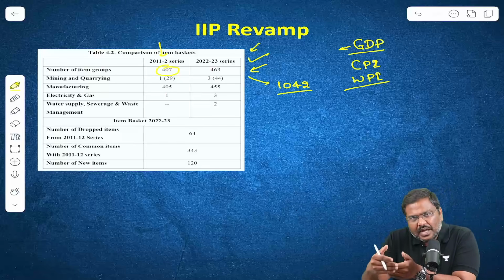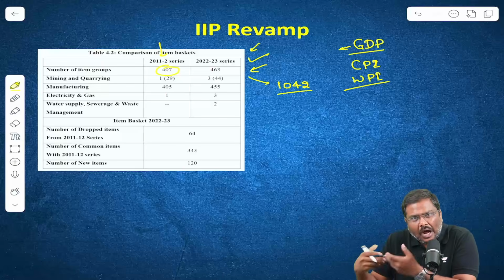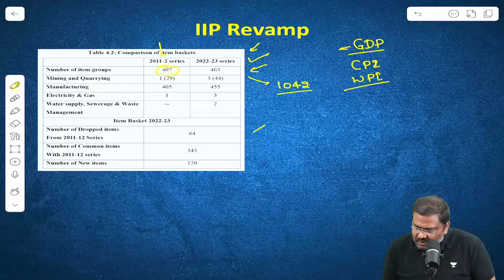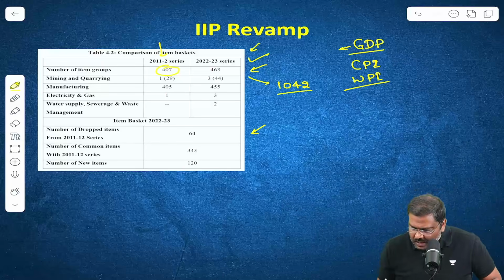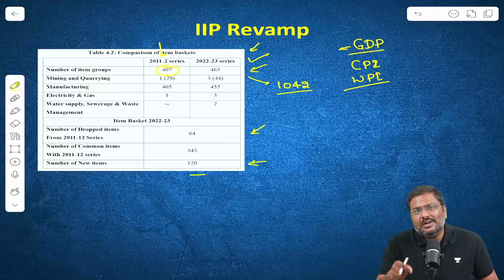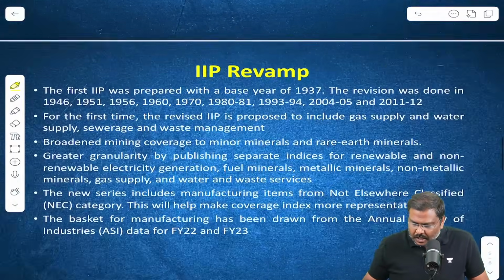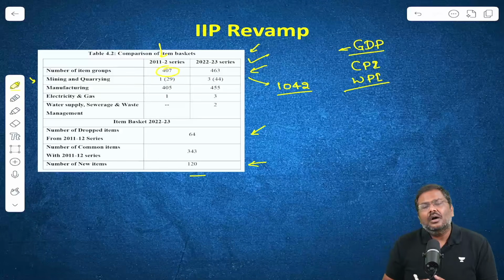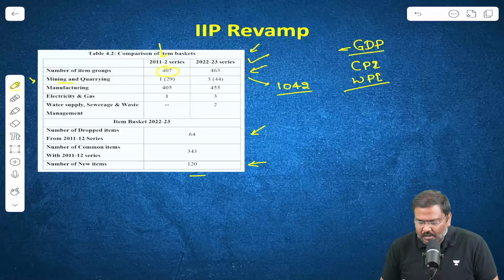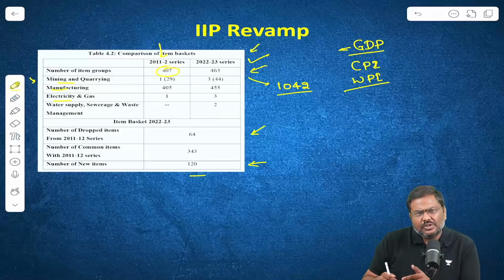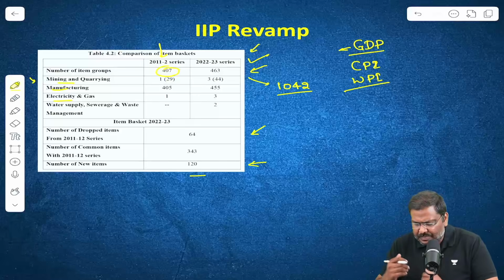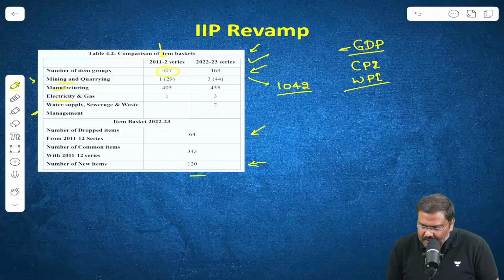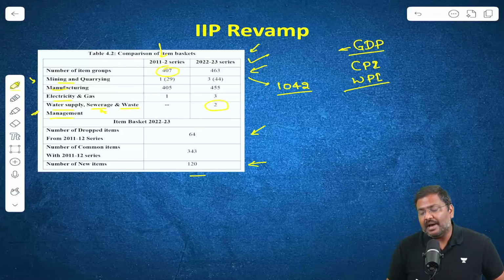How many of the item groups have been removed because these have become irrelevant, outdated, etc.? The number of item groups removed are 64, and the number of item groups added are 120 into the basket. Now, in addition to this, please make a note of this. The breakup of these item groups into mining, manufacturing and electricity, which was used earlier, same classification has been used. But in addition to this, there is one more item group which has been introduced under the new base year, that is water supply, sewerage, waste management.